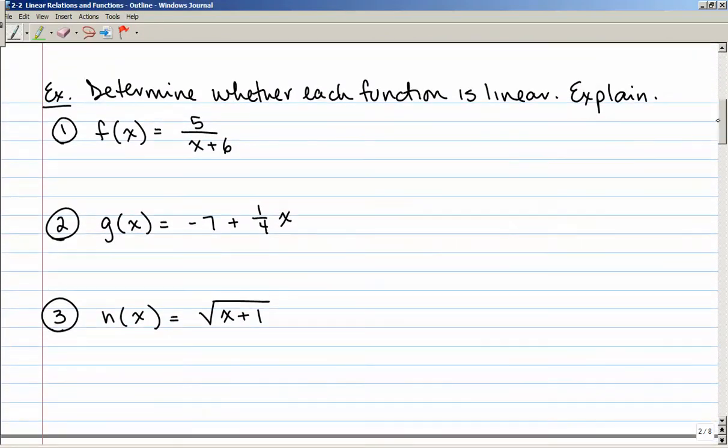So let's take a look at some examples here and determine whether each function is linear and explain, especially if it's not linear, why it is not linear. Number 1, f of x equals 5 divided by x plus 6. This is not linear because we have the variable x in the denominator.